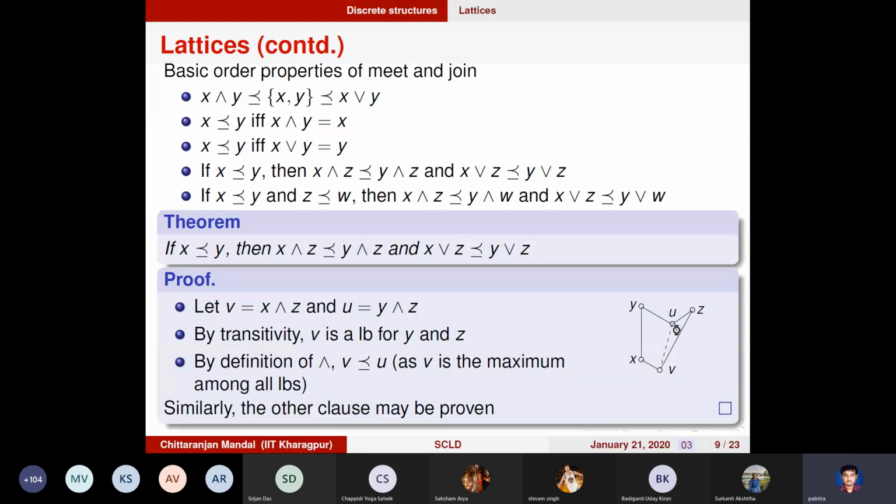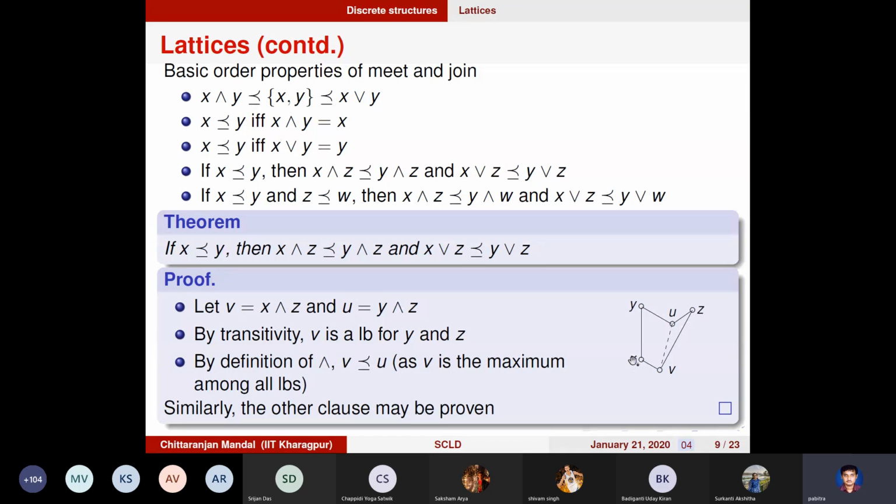See, this is u and v. This is u and v because v by definition is the meet of x and z, and u is the meet of y and w. So what I am trying to prove is that v is less than or equal to u. So let's take it like this. v by definition is less than x and z. u by definition is less than y and w.